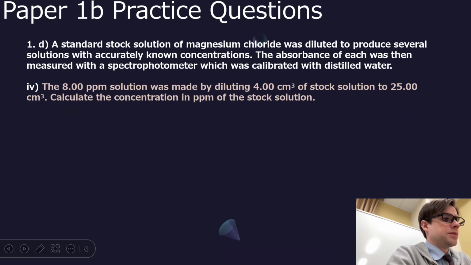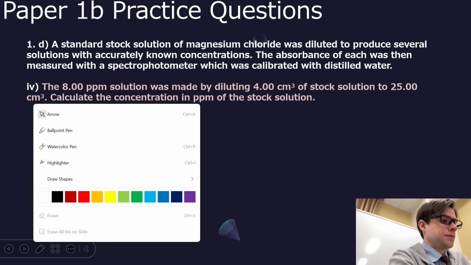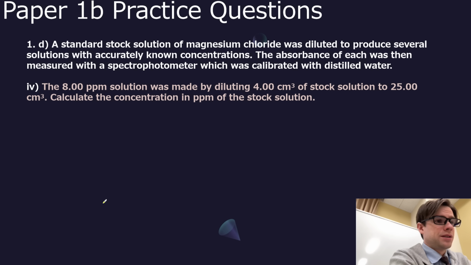So the 8 ppm solution was made by diluting 4 centimeter cubed of stock solution to 25 centimeters cubed. Calculate the concentration in ppm of the stock solution. So this is a dilution. You really should have done practice questions with this and done it in the laboratory before you write paper 1B. But there's an equation you can use. N before equals N after.